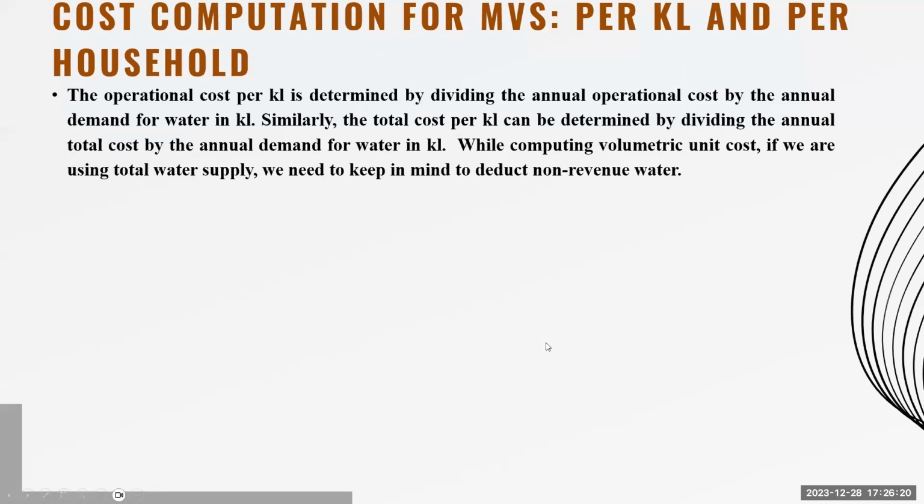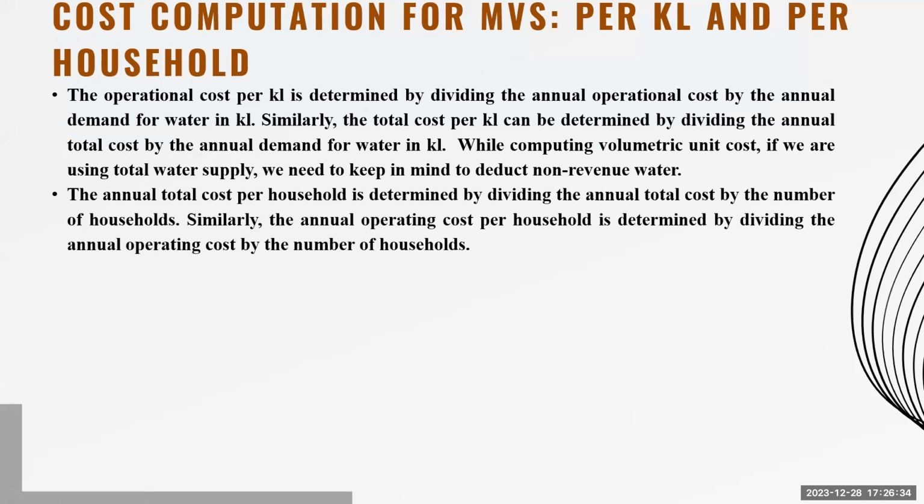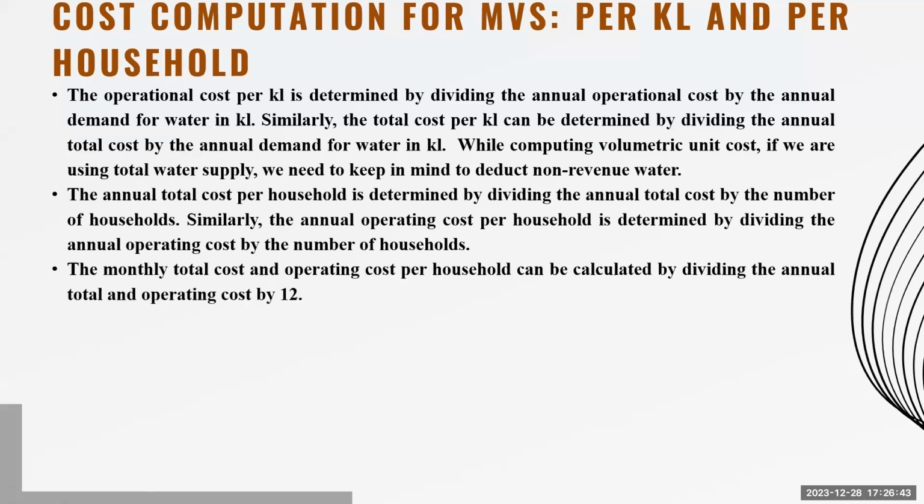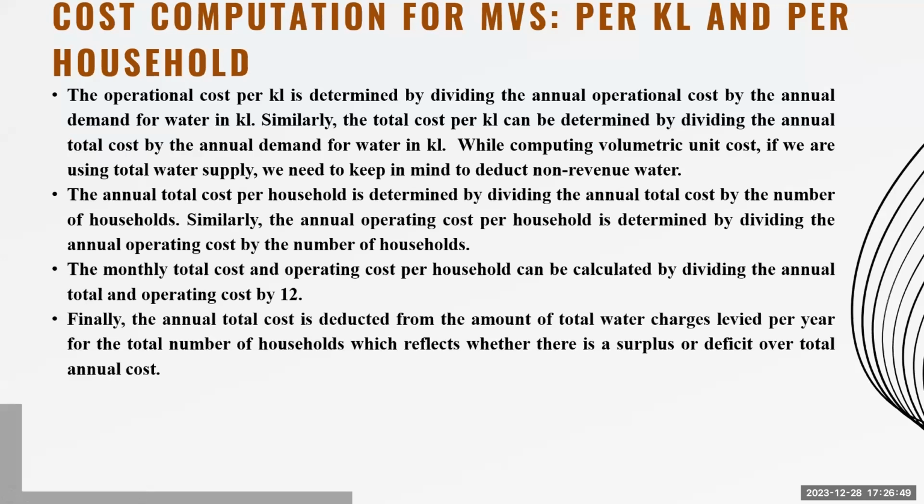So the operational cost per kiloliter is determined by dividing the annual operations cost by the annual demand for water in kiloliters. Similarly, the total cost per kiloliter is determined. And of course, one can also do the same thing on a per household basis, as we discussed a little earlier. Okay, so monthly total cost or operating costs can be obtained by dividing by 12.